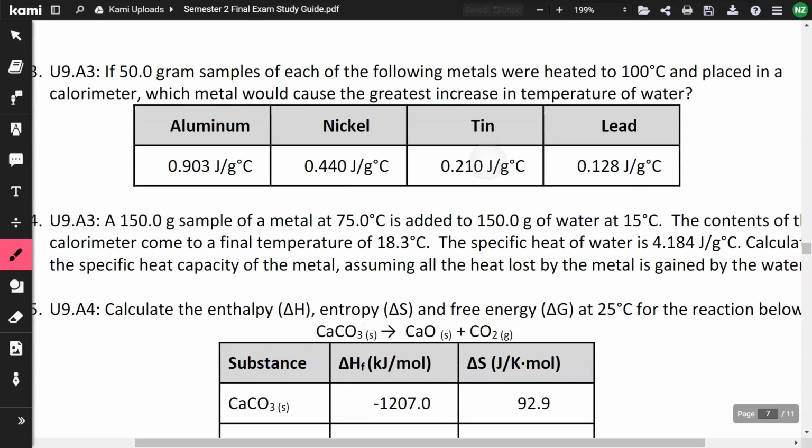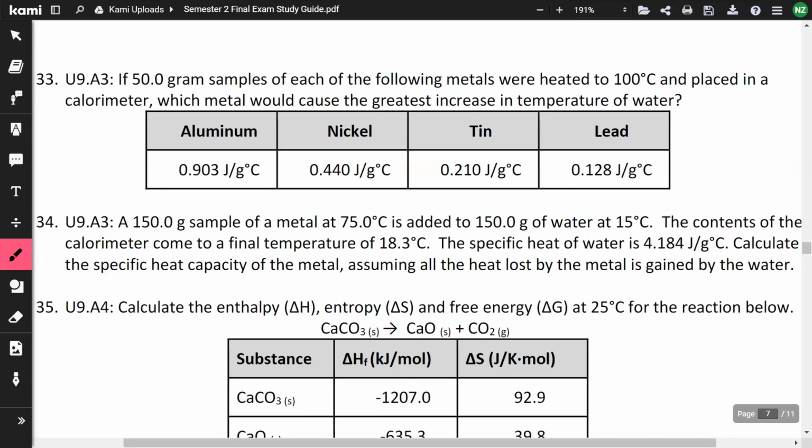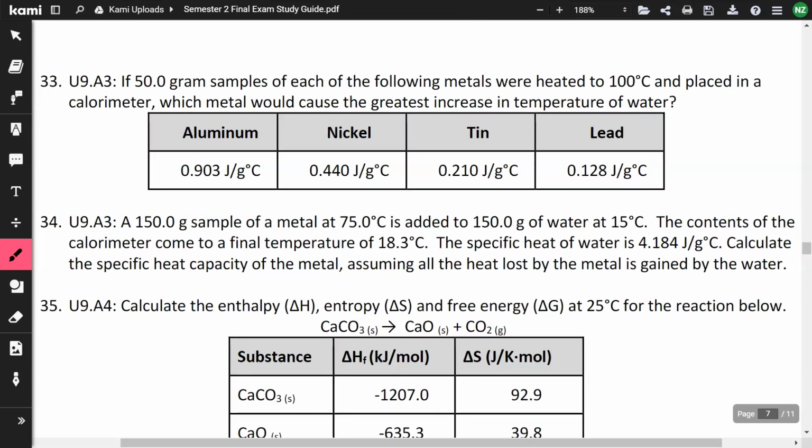Okay, so this is like the last couple things that we talked about with thermochemistry. It says if 50-gram samples of each of the following metals were heated to 100 degrees and placed in a calorimeter, which would cause the greatest increase in the temperature of water? That would be aluminum because it'll hold the most energy. So I'm just going to make a note. It's got the greatest heat capacity.